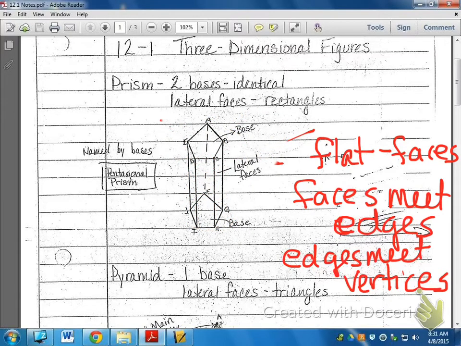How many vertices are in this pentagonal prism? 10. There's 5 up at the top and 5 at the bottom. How many faces are in that prism? 7. There's a base at the top and a base at the bottom. That's 2. And then there are 5 lateral faces around that thing. So there's 7 total faces in a pentagonal prism. Does anybody have any questions about a prism? It's named by its bases. It has faces, edges, and vertices.